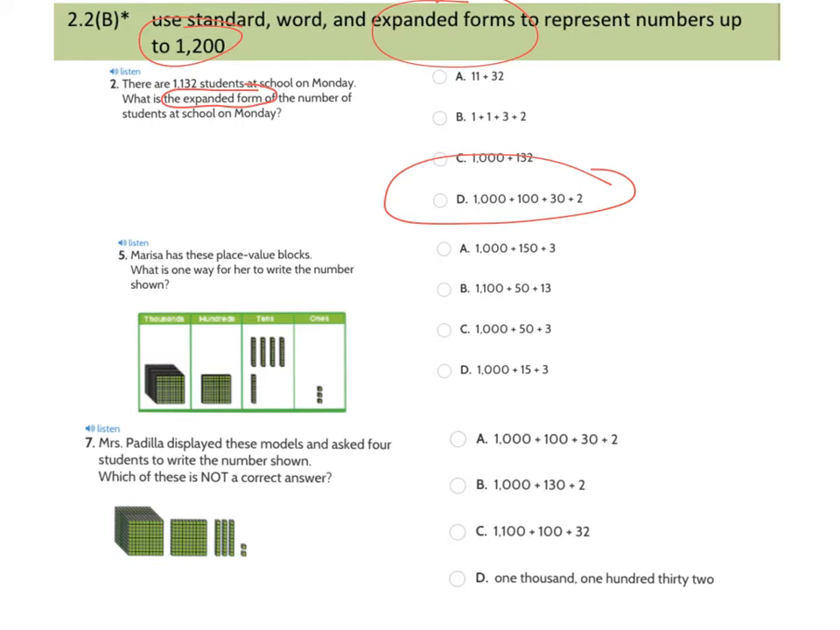Number 5, we see a visual aid, base 10 blocks to help the students. And it says Marissa has these place value blocks. What is one way for her to write the number shown? So in this version, the students have to understand that 100 and 5 tens make 150, so that the correct answer is A. Then finally, with number 7, the students are asked which is not. So remember, when you're working with your students, you want to ask them which is not a correct answer.